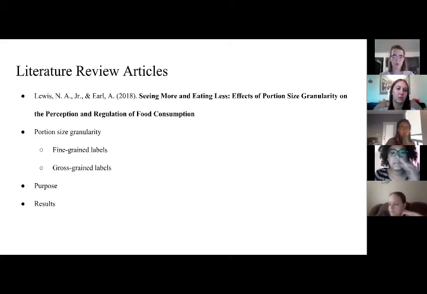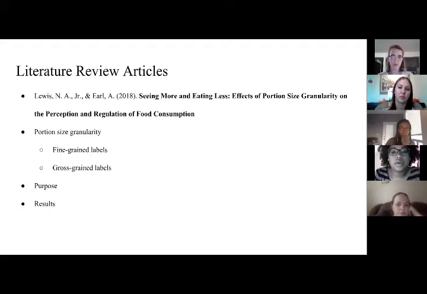The purpose of this study was to test whether a small change, such as reframing portion size units, can influence food consumption by influencing people's consumption intentions. The results of this study were that there was a robust and reliable effect of portion size granularity labels on consumption intentions and food consumption.